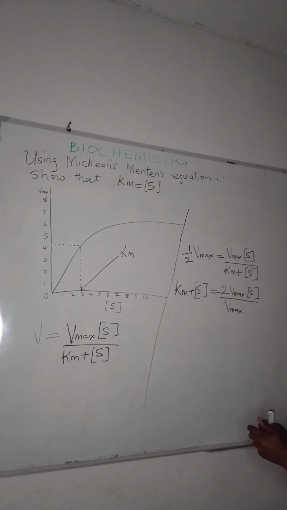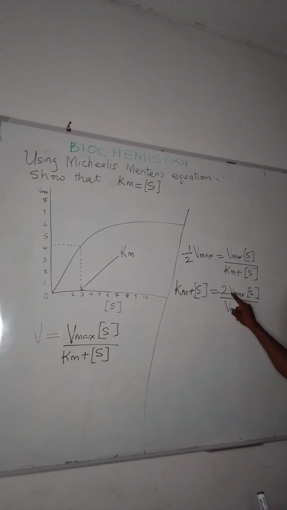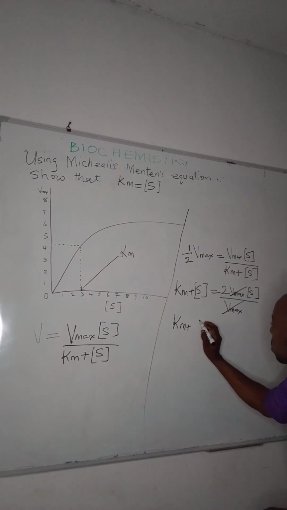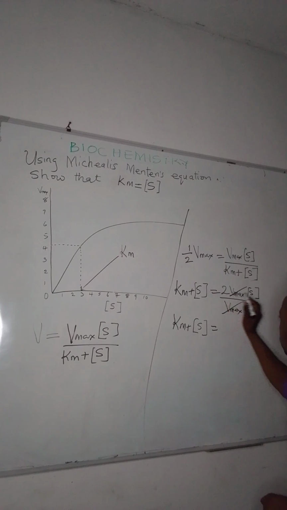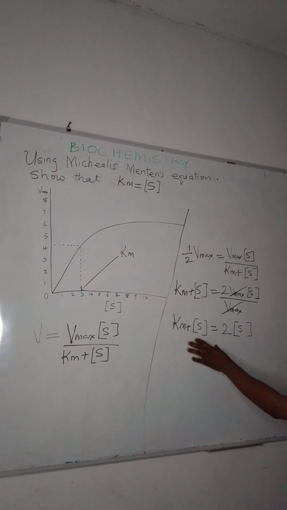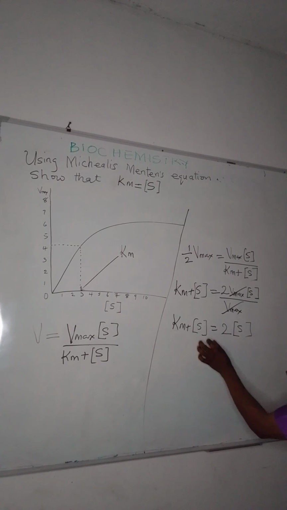So at this point, we have Vmax at the numerator. We also have Vmax at the denominator. So we can actually cancel them like this. So if we cancel, this equation will now become Km plus substrate concentration equal to 2 substrate concentration, 2S. So at this point, Km plus substrate concentration is equal to 2 substrate concentration.